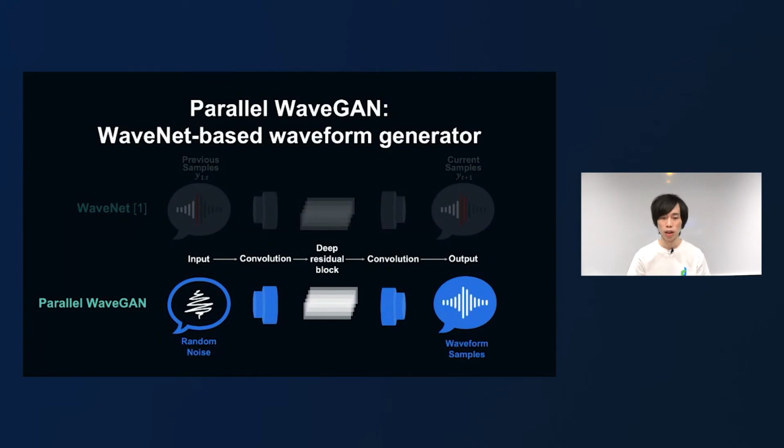Next is parallel WaveGAN, which has almost the same model structure as WaveNet and is composed of 30 layers of deep convolutional neural network. The big difference is the input and output. The input uses a noise vector of the same length as the speech. The noise vector is processed in parallel by the neural network to generate the entire speech waveform at once. It's very simple. You may wonder, will this simple method work? The key is the technology called GAN.